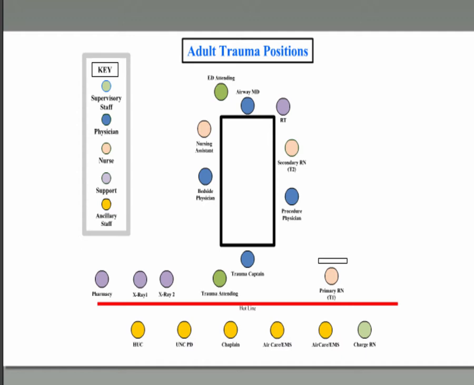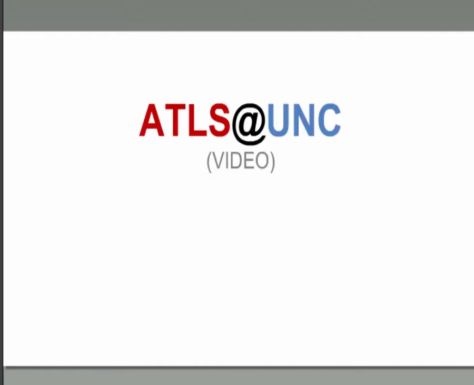And at the bottom you see the red line. Remember earlier I said observers were seen to be disruptive. Well, I call the red line the bullpen. And so we have folks back down there who are available and ready to help when called upon, but otherwise they would sort of stick back behind that red line. So what you should be seeing in a second is a quick clip that demonstrates the ATLS process in action.